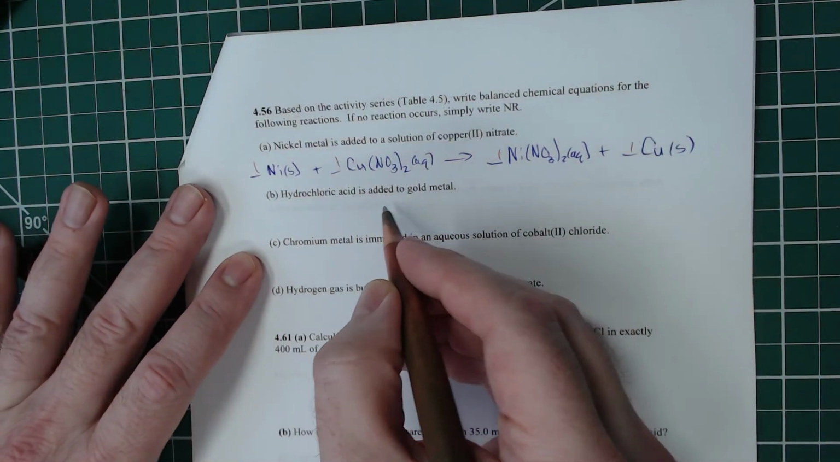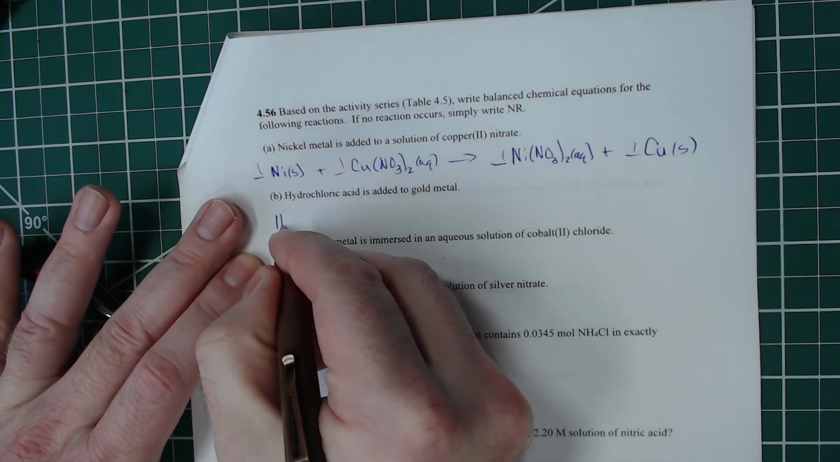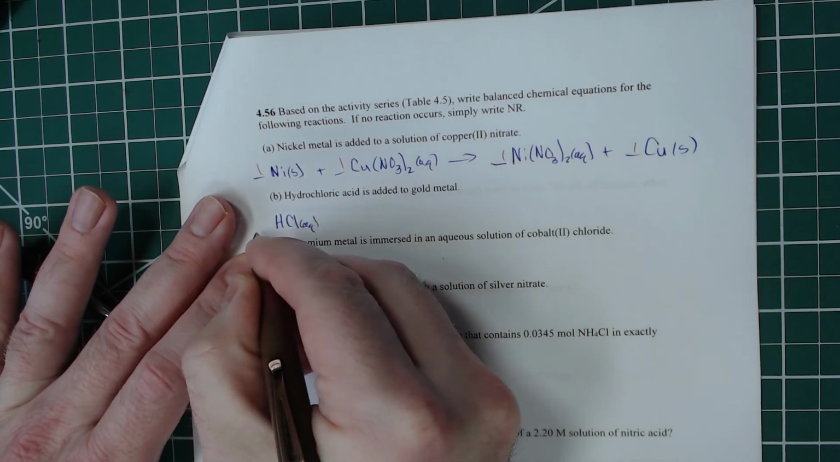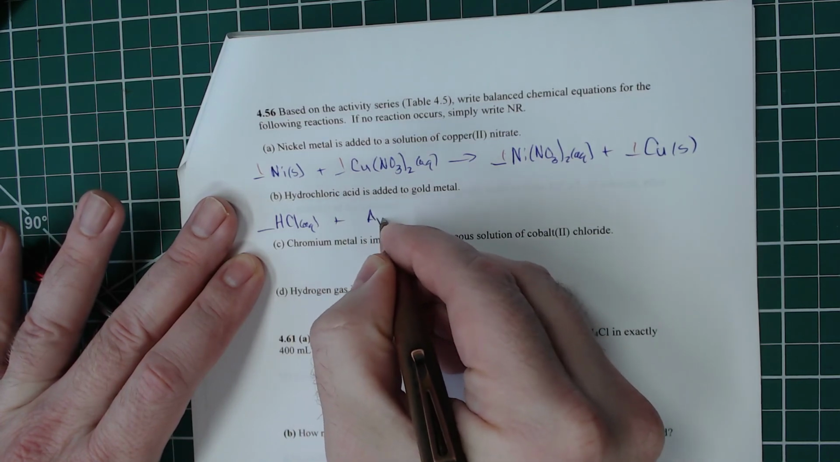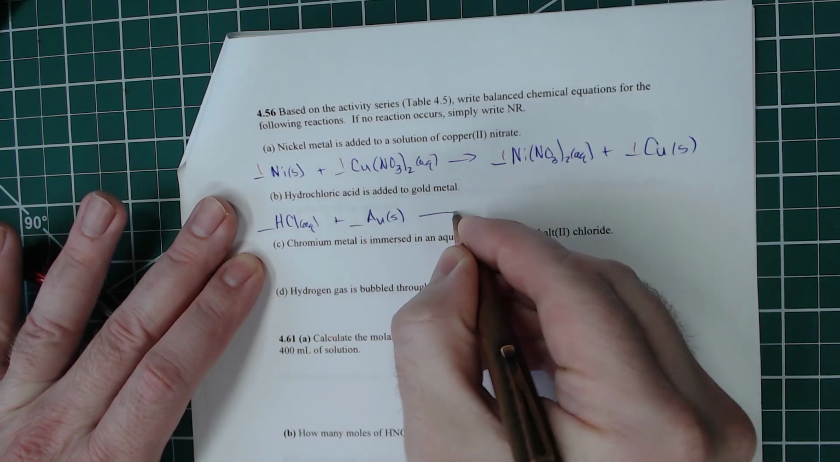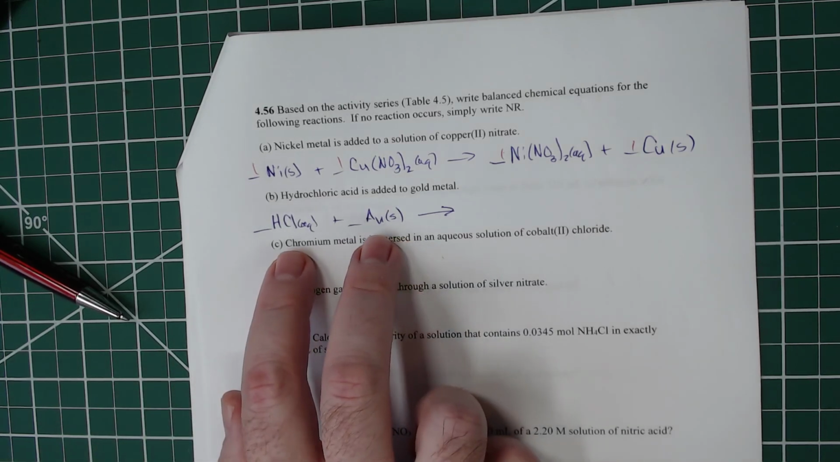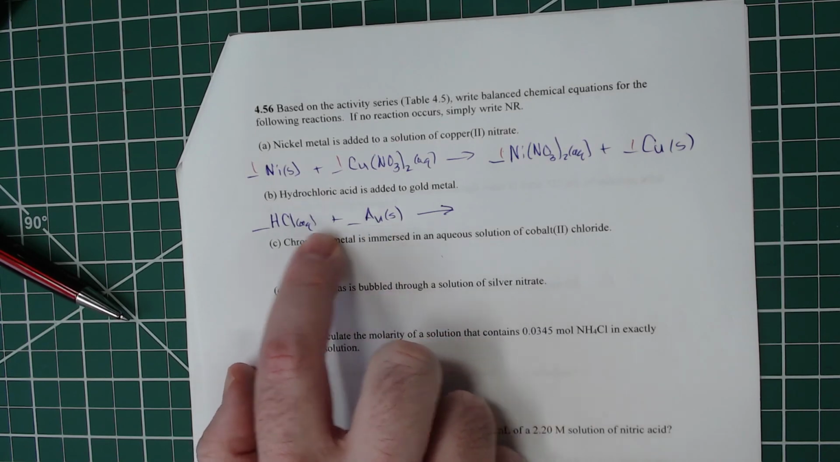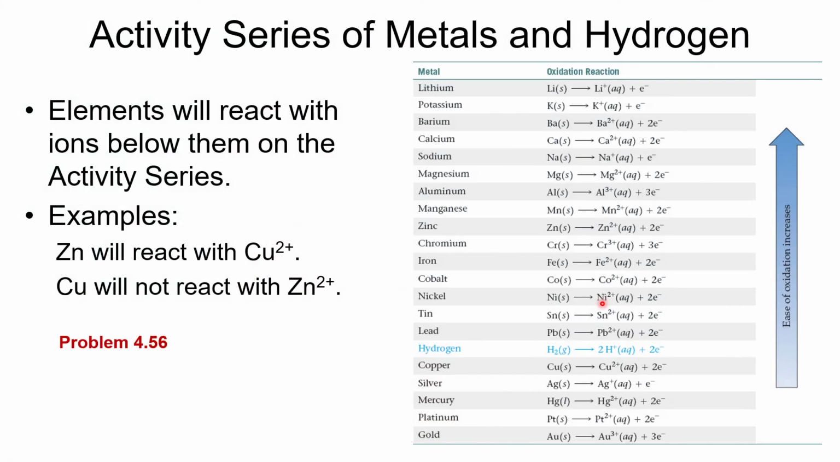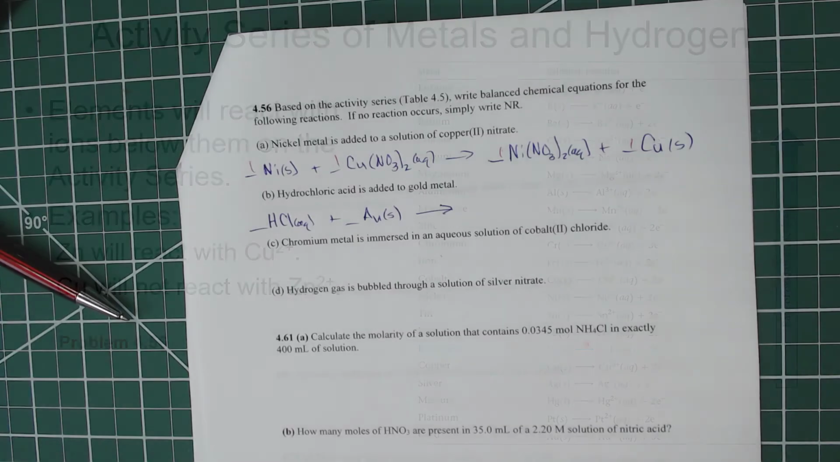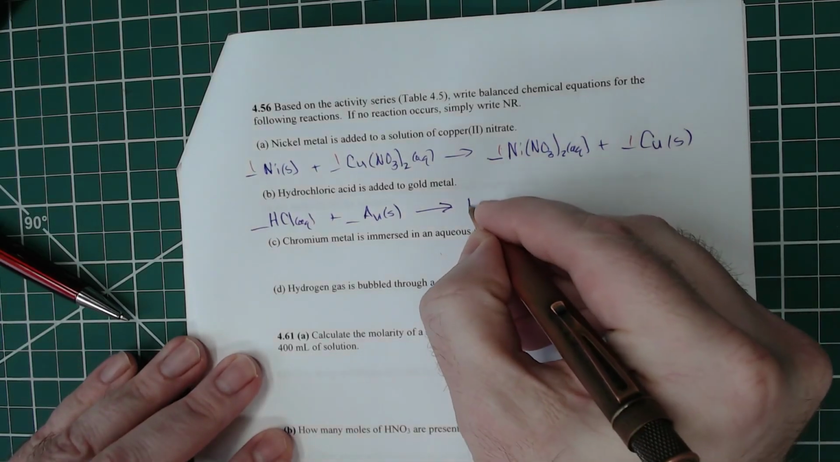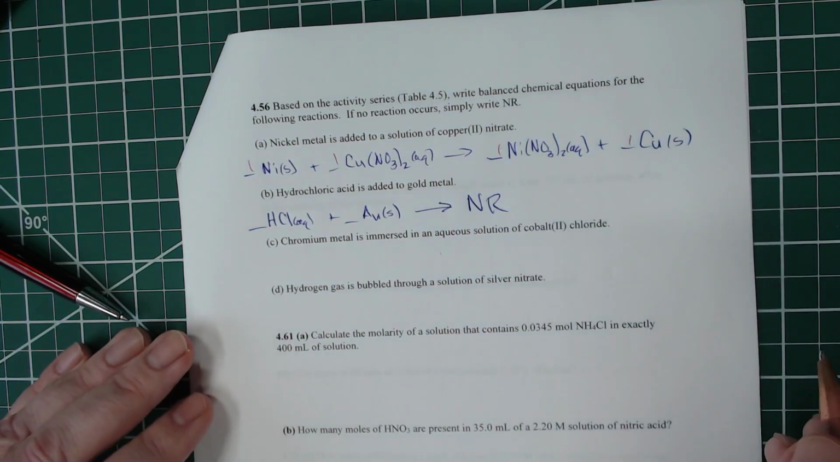So let's look at this next one. Hydrochloric acid is added to gold metal. Well, hydrochloric acid is HCl, aq. We're going to add that to Au, solid. And we want to determine, will a reaction occur? Okay, so our element here is gold, and the ion is H+. Let's go back to our list. Here's gold, and there's H+. Since gold is below H+, no, a reaction will not occur. So we're going to put no reaction, NR. That's what it asks us to put, NR.